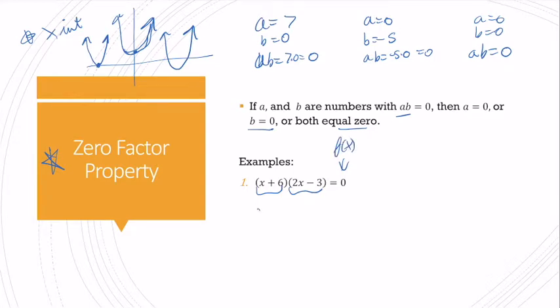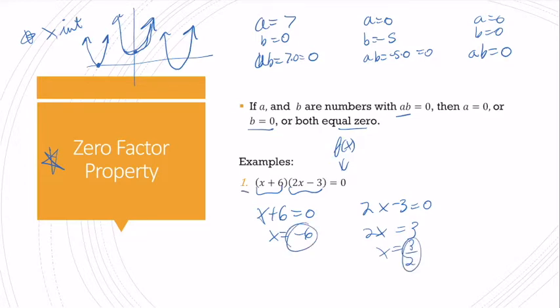So if I take x plus 6 equals 0 and 2x minus 3 equals 0, I get x equals -6 and 2x equals 3, so x equals 3 halves. I just found my 2 x-intercepts for this parabola.